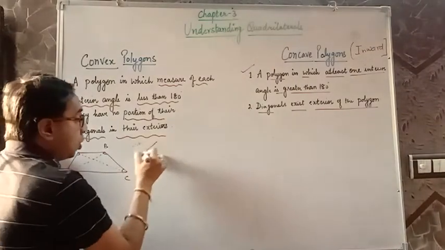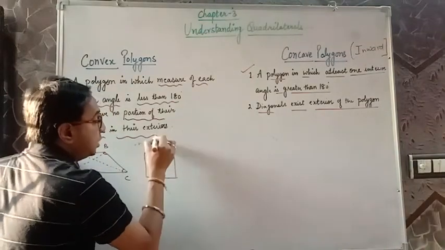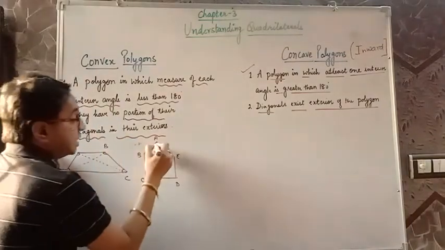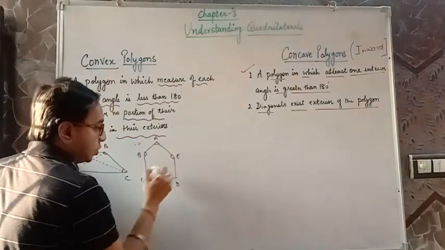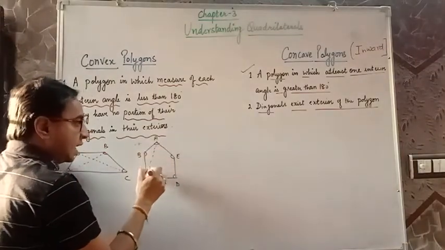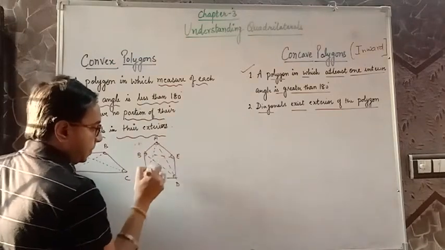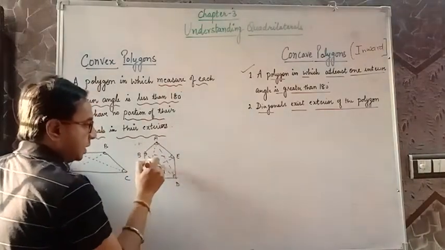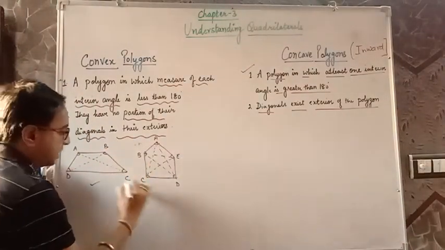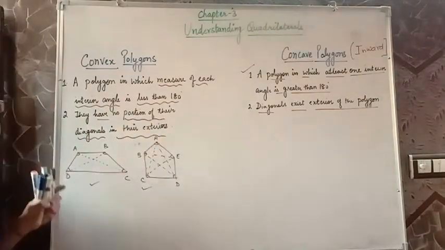Even if you draw a pentagon, again, a pentagon is a brilliant example of convex. If you see, all the interior angles are less than 180 degrees. If you draw any of the diagonals, all the diagonals are interior. That is why they are convex. Are we clear? There is no portion of their diagonals in their exteriors.